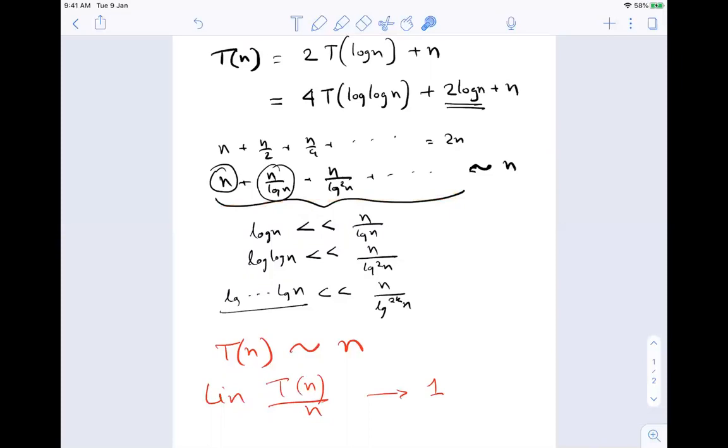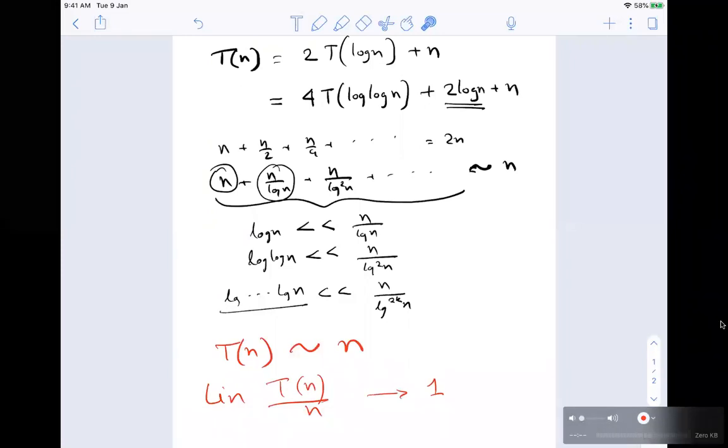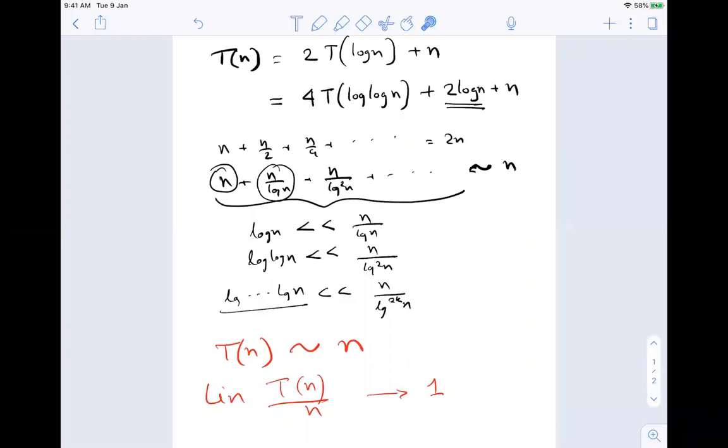So what you will have is this object. Is the intuition clear? Sir, can you again explain the second equation, the n plus n by log n?